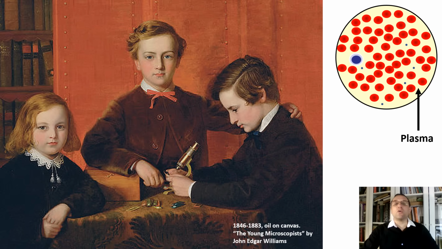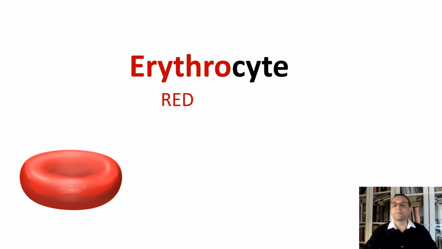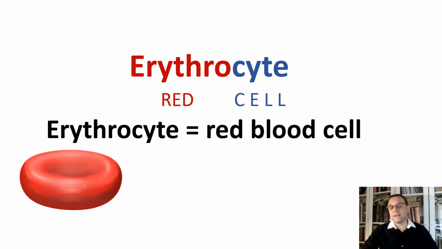Floating in it are millions of biconcave discs containing a pigment, hemoglobin, which gives the red color to the blood. The discs are called erythrocytes. They function as containers of hemoglobin molecules, preventing its elimination. There are about 280 million hemoglobin molecules per single erythrocyte. Erythro means red, and cyte means cell. So erythrocyte means red blood cell.